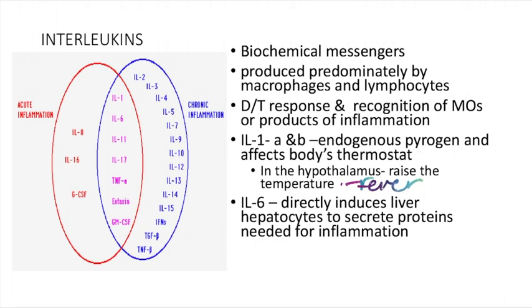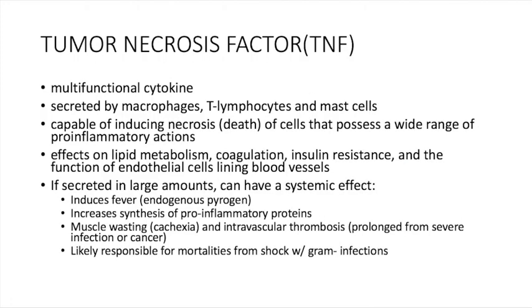Interleukin 6 directly induces liver hepatocytes to secrete the proteins needed for inflammation. So when we talk about complement, that's what this is going to recruit. Complement comes from the liver, and that is that plasma protein system. We're going to talk about that a little bit later. So tumor necrosis factor is a multifunctional cytokine, secreted by macrophages, T lymphocytes, and mast cells, and capable of inducing necrosis of cells, with a wide range of pro-inflammatory effects. So this guy is pretty strong, all right? It's a big mover, especially when inducing necrosis.